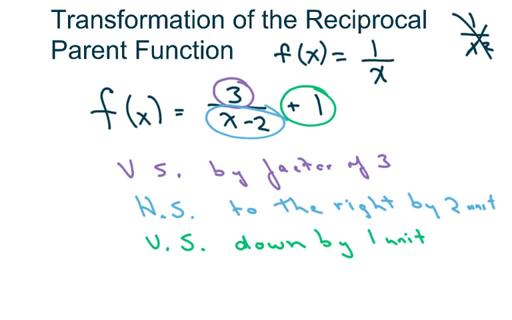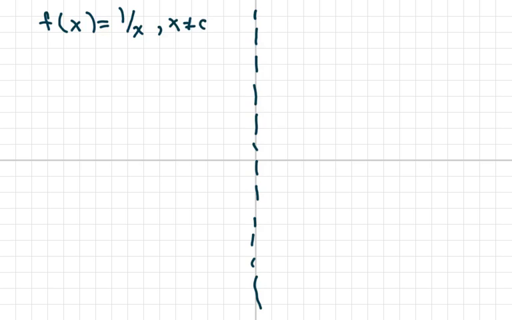So I'm just going to separate the graphs here. The first thing I'm going to graph is the parent function, f of x equals 1 over x. If you do a table of values, or if you already know what it looks like, it's good, but it does have a vertical asymptote at x equals 0, because we can't divide by 0. Our domain is all real numbers, but x cannot be 0.